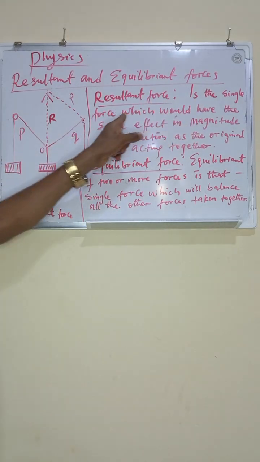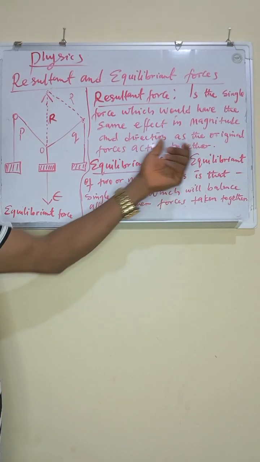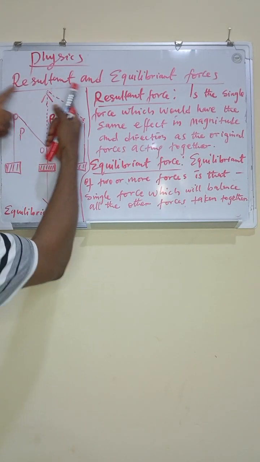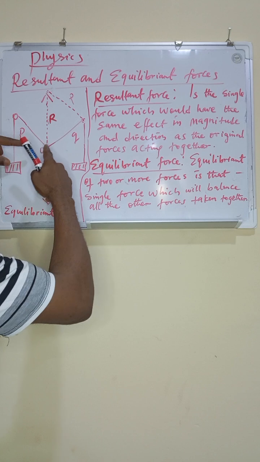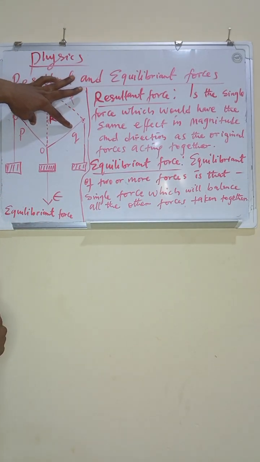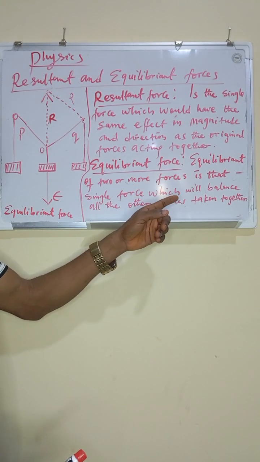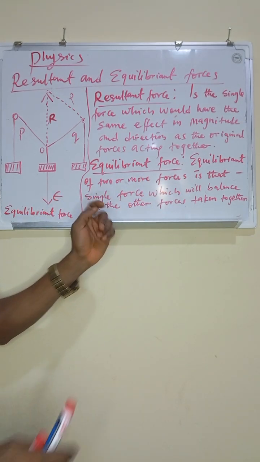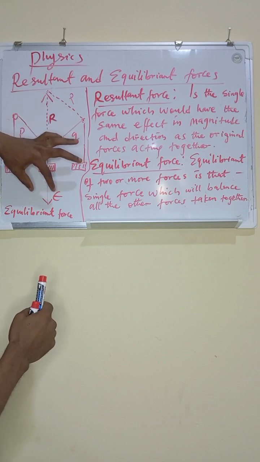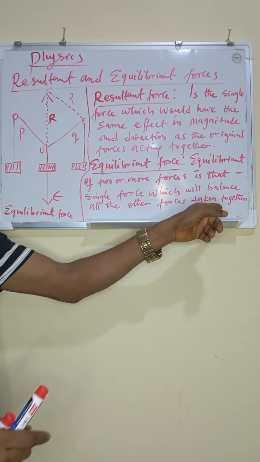The resultant force is that single force which would have the same effect in magnitude and direction as the original forces acting together. That is what we call the resultant. It is the single force that will have the same effect, both in magnitude and direction, as these two forces acting together. The equilibrium force of two or more forces is the single force which will balance all the other forces taken together.